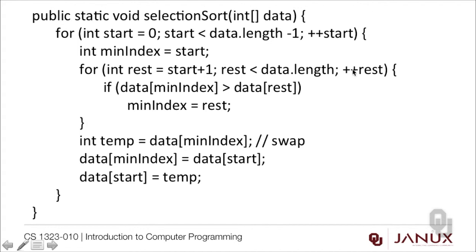So all of these are things that I got from those tables that I showed you earlier. If the data at min index is greater than the data at rest, well, that means that rest is the new min index. So that's what's done in the inner body of the loop. After we get to the end, then we do a swap between data at min index and data at start. And that's what puts the value into the position. So notice this is very tight, small code. It's really not very hard to write, and this is a pretty darn good algorithm.